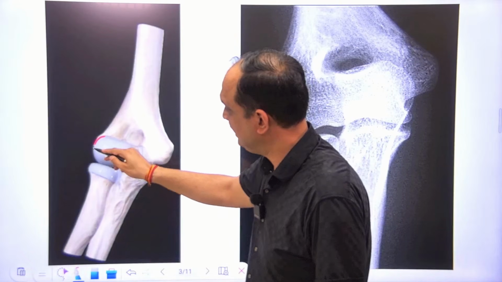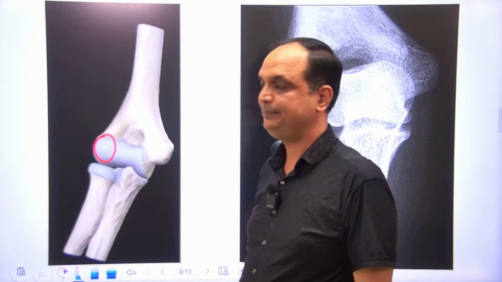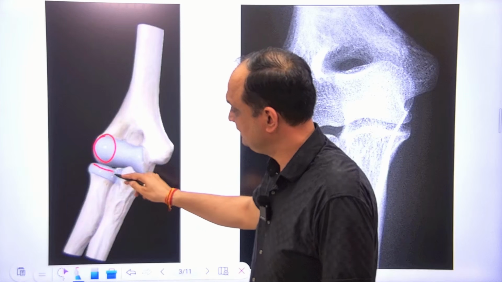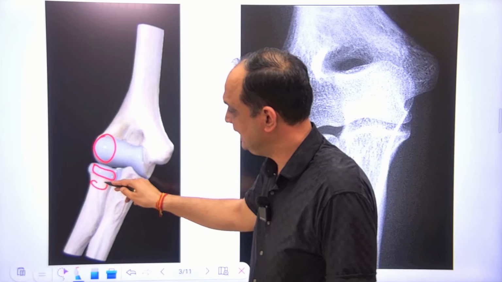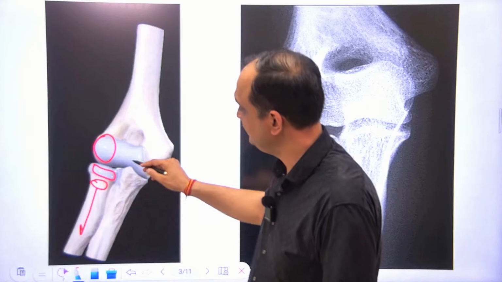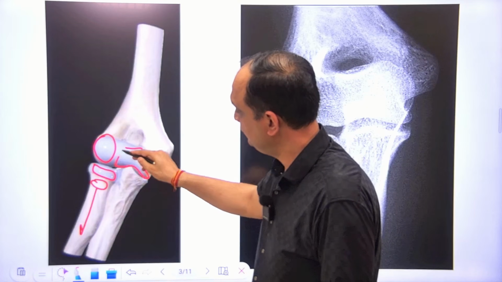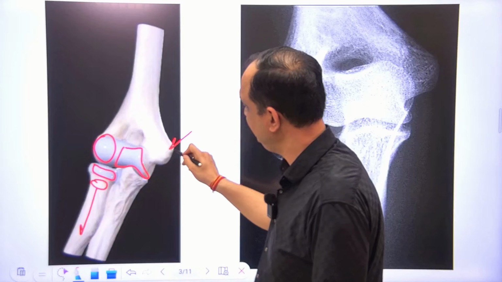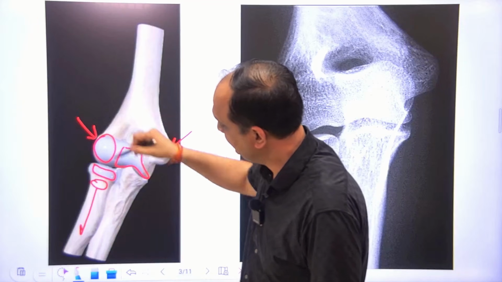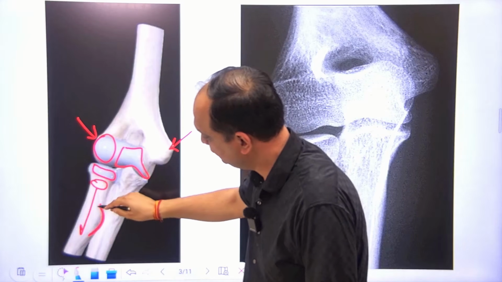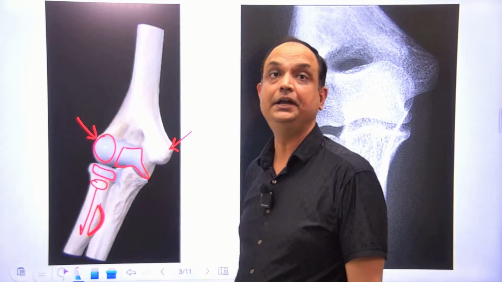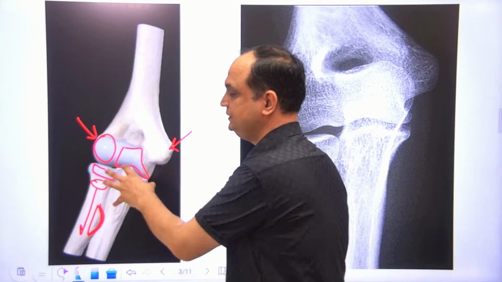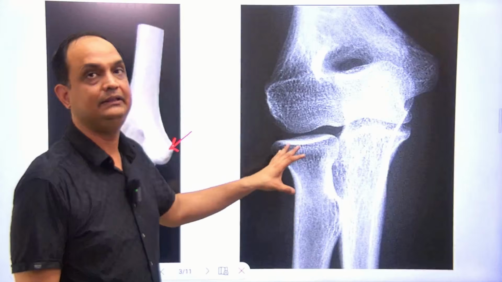Here you have this round structure known as the capitulum. Below the capitulum, this is the head of radius, this is the neck of radius, this is the shaft of radius, and this is your trochlea. Below the trochlea you have the ulna bone. On the sides, this is your medial epicondyle and this is your lateral epicondyle. Here the tuberosity of the radius is known as the radial tuberosity. These features you have to identify in this X-ray.